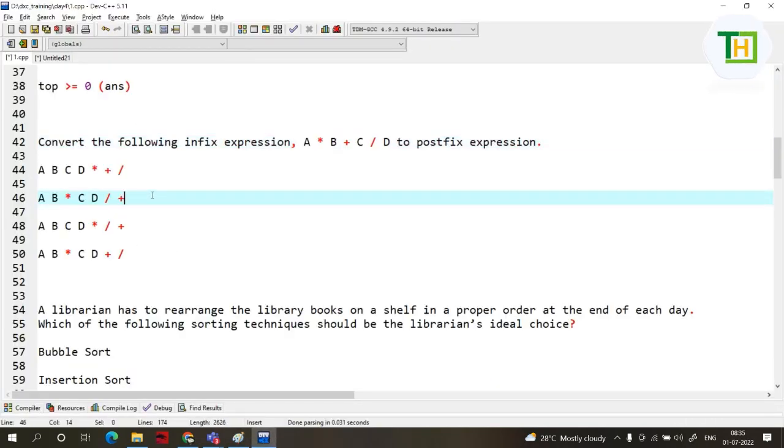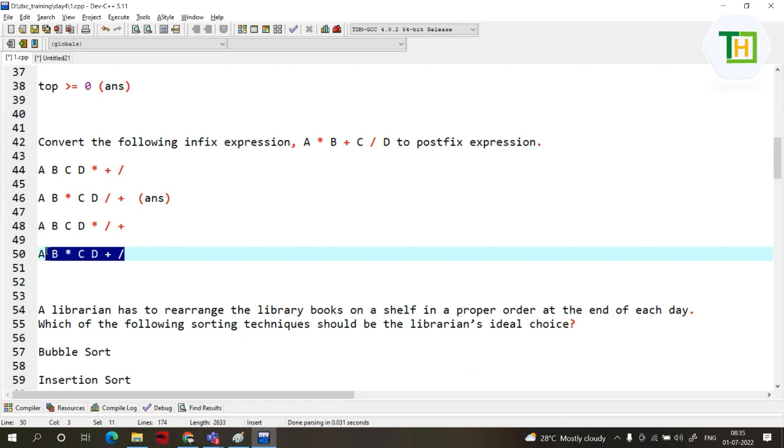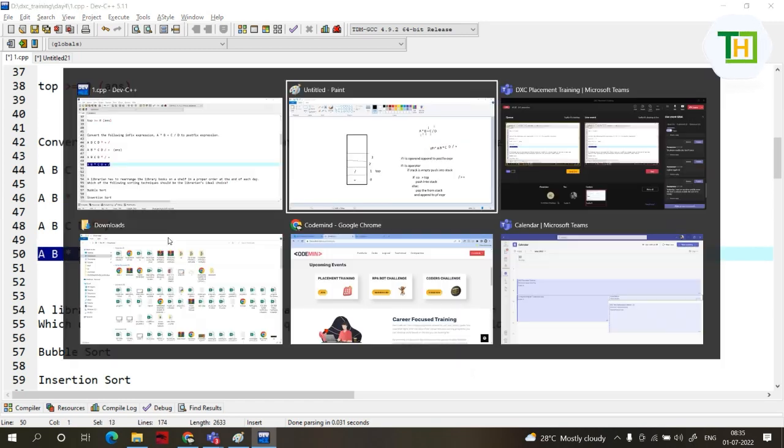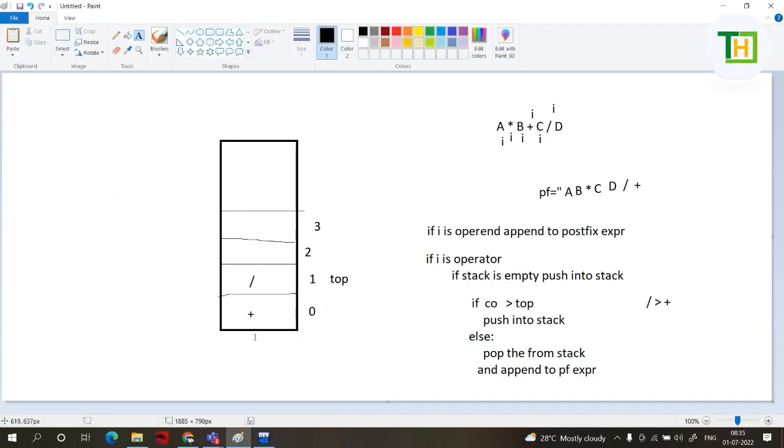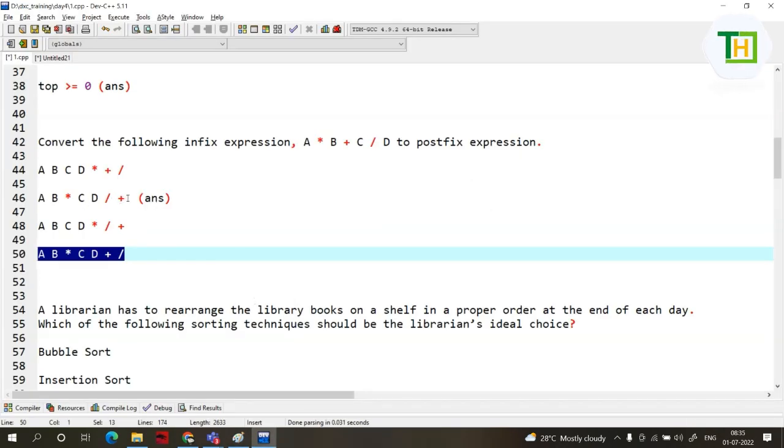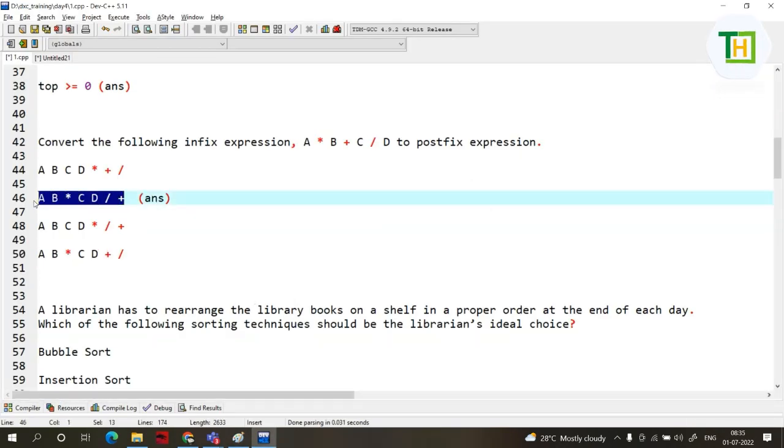This is the answer. For the confusion, just observe here plus and divided by. It is popping the elements from top to bottom, right? That's why the answer is going to be this one. Is it clear, everyone? Is it clear?